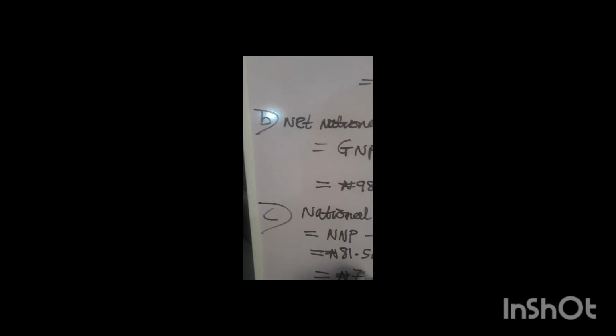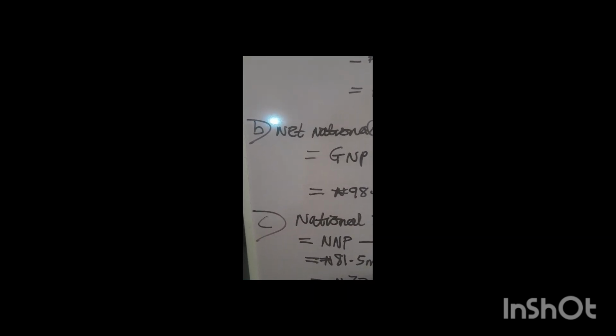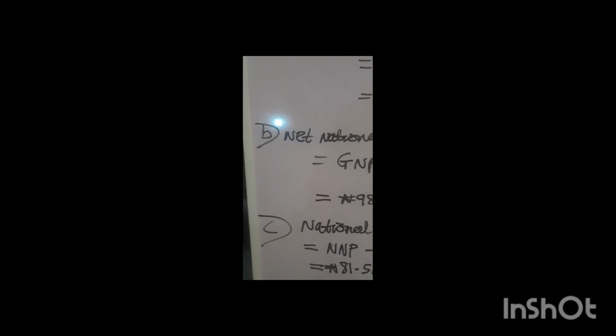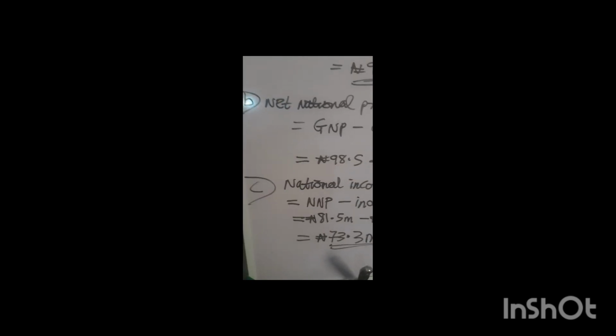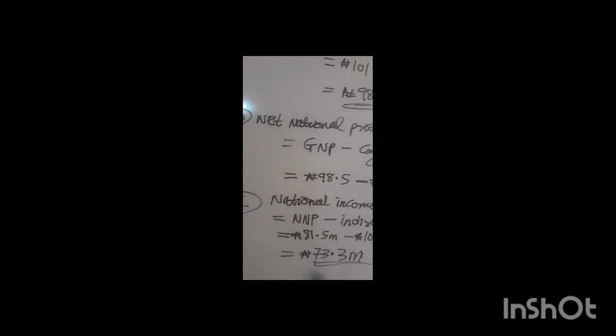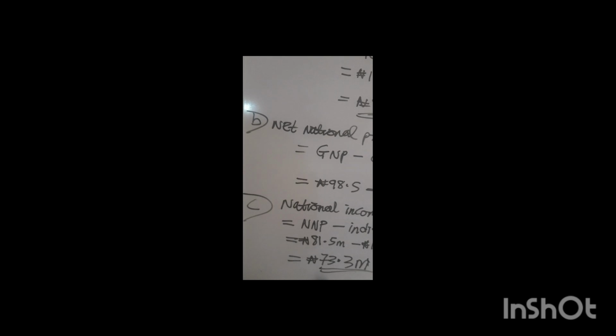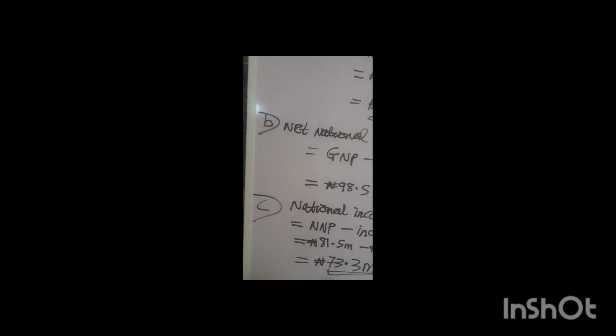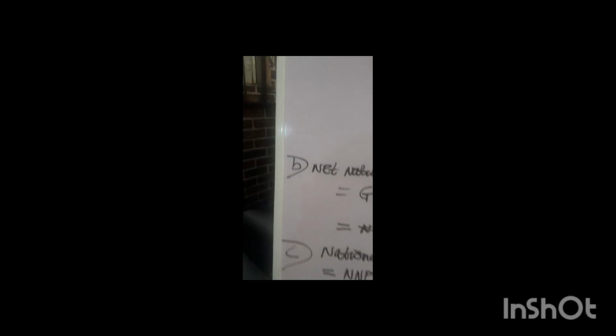So 73.3 million becomes our value for national income. And we'll go straight ahead to requirement 4 and requirement 5.